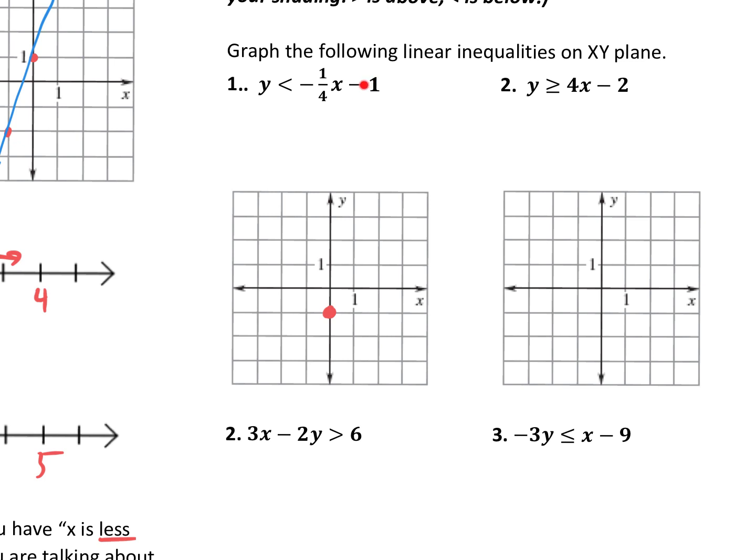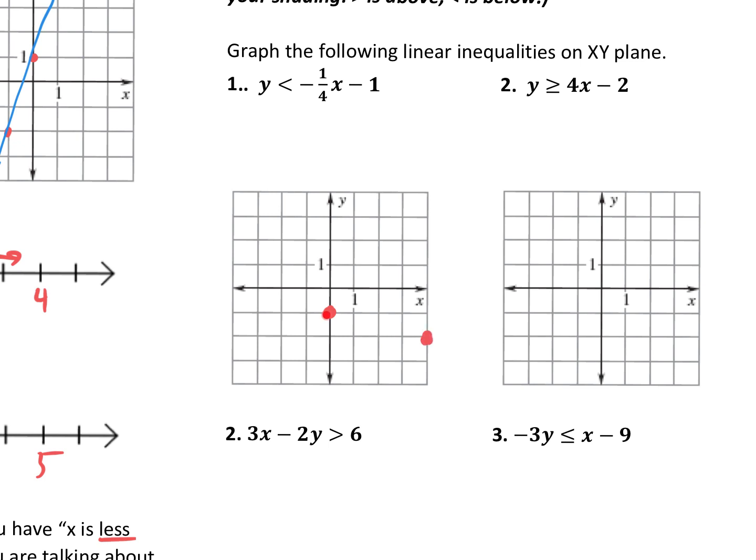That's your b value. And then from this dot, you're going to rise and run according to this fraction. So am I actually going to go up 1 or down 1 based on this sign? Going down 1. So I'm going to go down 1 over 4. 1, 2, 3, 4. So everybody go ahead and put a dot right here.